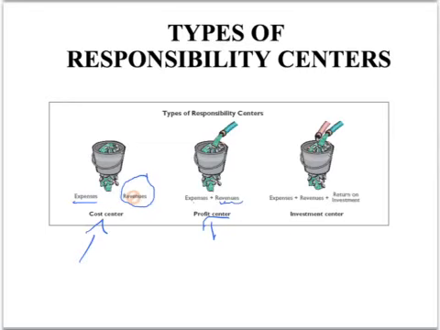And then we can go one step further. We can look at the profit in relation to the investment that was made in that division or responsibility center, and we can relate the profit and come up with what's called a return on investment.